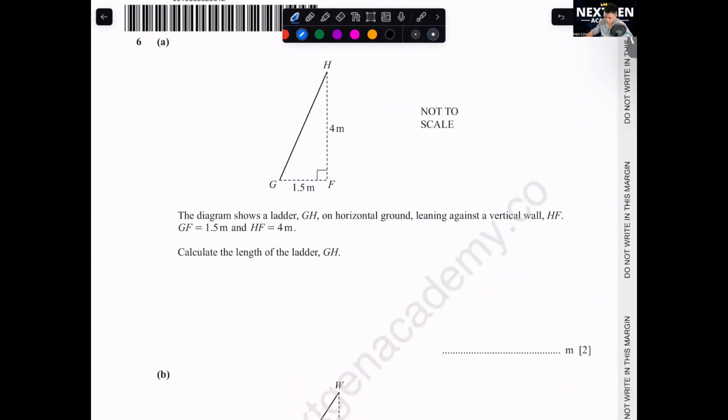The diagram shows a ladder GH on horizontal ground leaning against a vertical wall. GF is 1.5. HF is 4. Calculate the length of the ladder. We can just use our good friend Mr. Pythagoras theorem. GH squared equals 1.5 squared plus 4 squared. You get 18.25. GH, you square root 18.25. This is an irrational number, so you just round it to 3 SF.